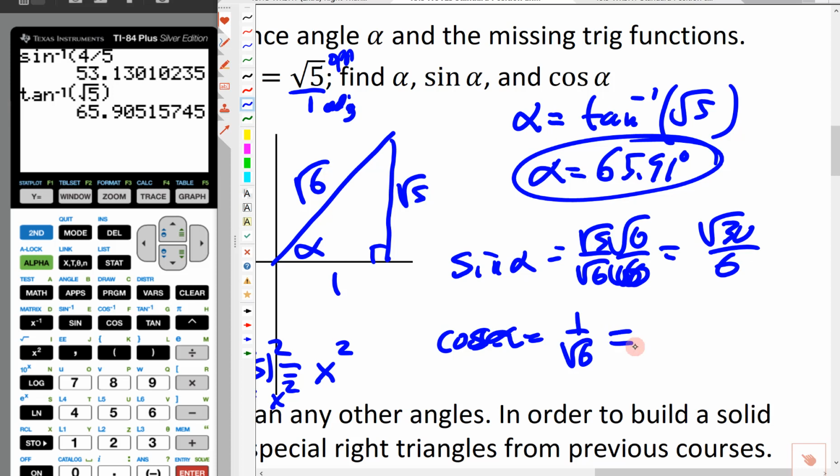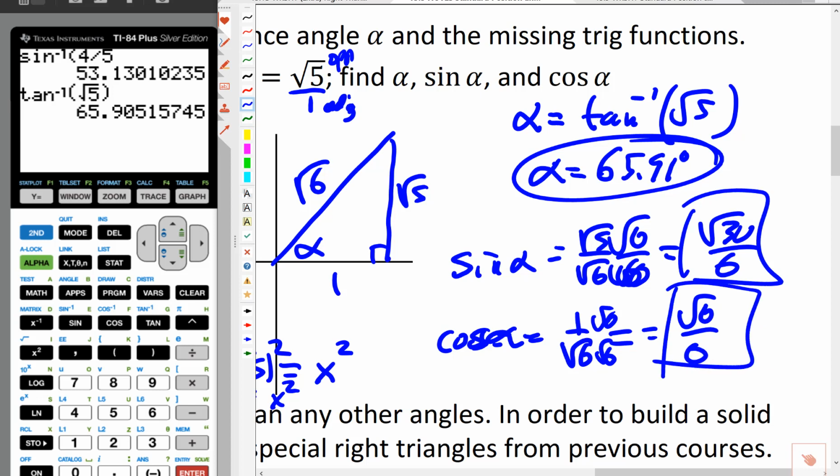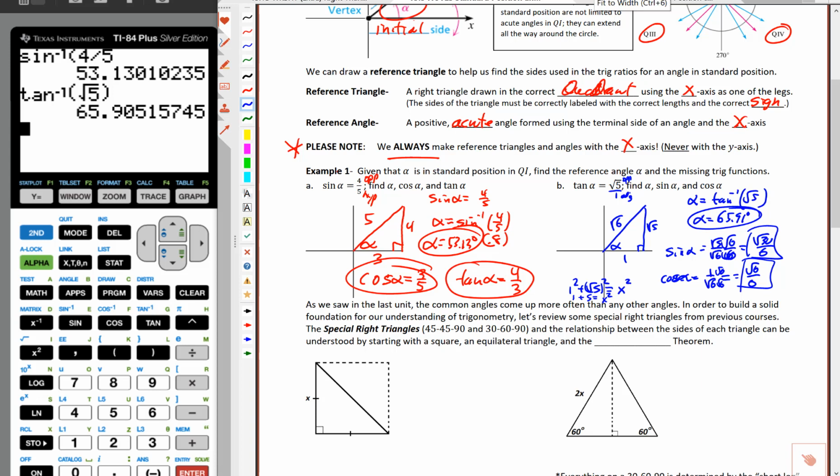And we've had enough practice on this one. I'm hoping you can just write down what it is. Again, we're just going to multiply by radical 6 on the top and bottom. Radical 6 over 6. And as much as we would like to think that we can simplify some of those, we cannot simplify either of those. Okay, are there any questions there? We're good?